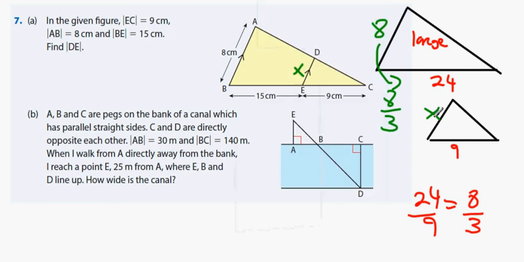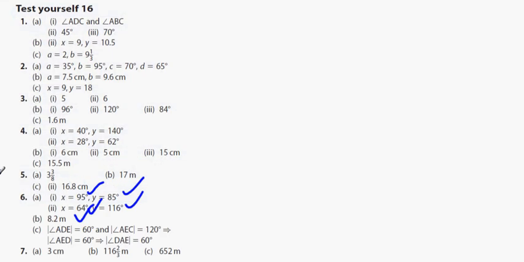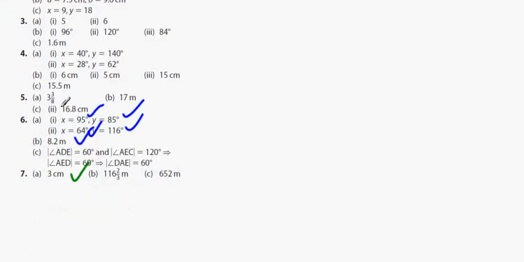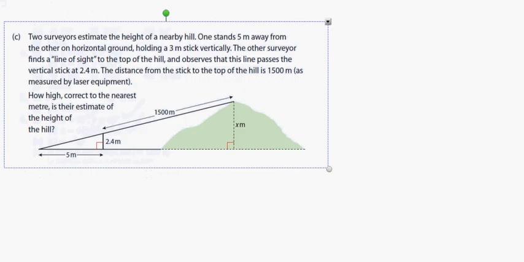And what we get is the number 3. So X equals 3, or DE equals 3. So let's check out the DE there. DE is 3 centimeters. Okay. Now we're on the second to last question.